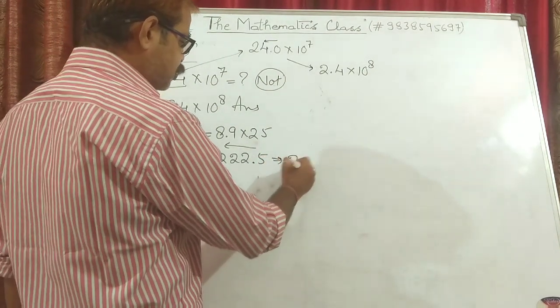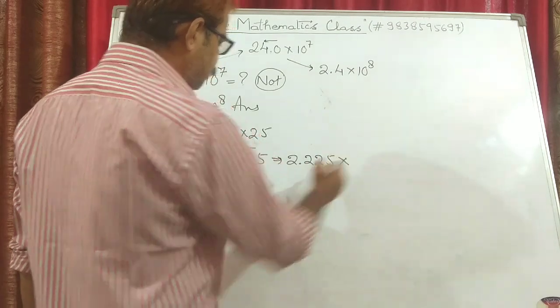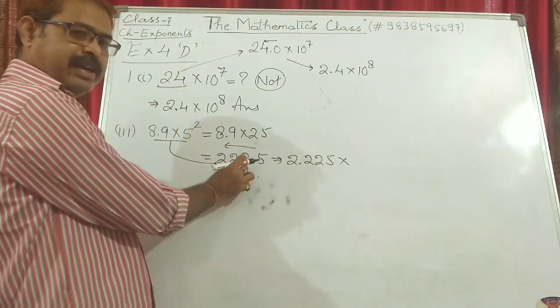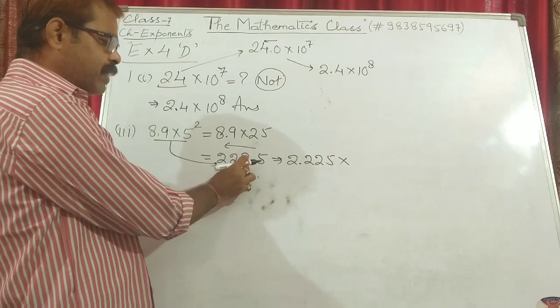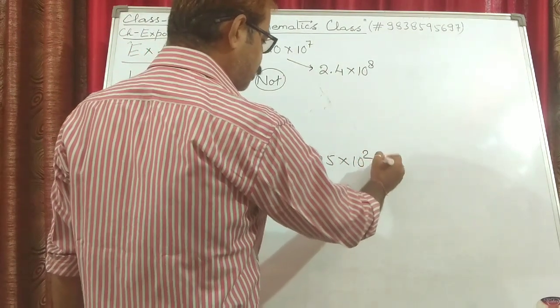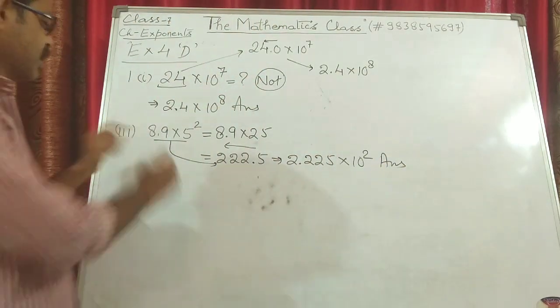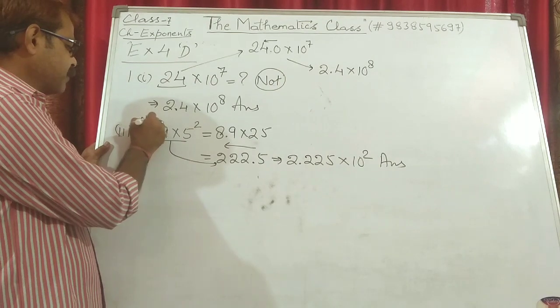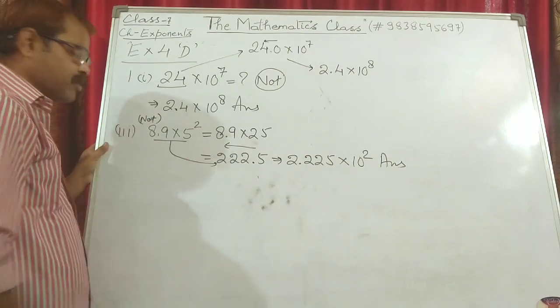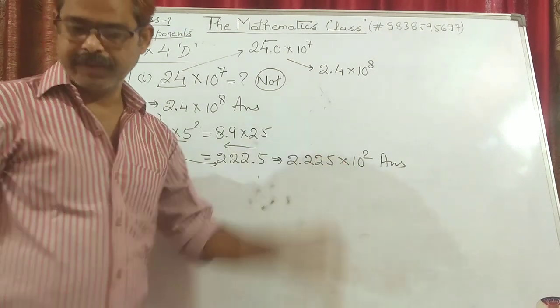If we shift, we get 2.225 into, now two places, so how many tens will come? 10 to the power 2, or we have to multiply by 100, so we can write 10 to the power 2, that is the value. This is how we write. This was not in the form of scientific notation, and now it has been converted into scientific form.